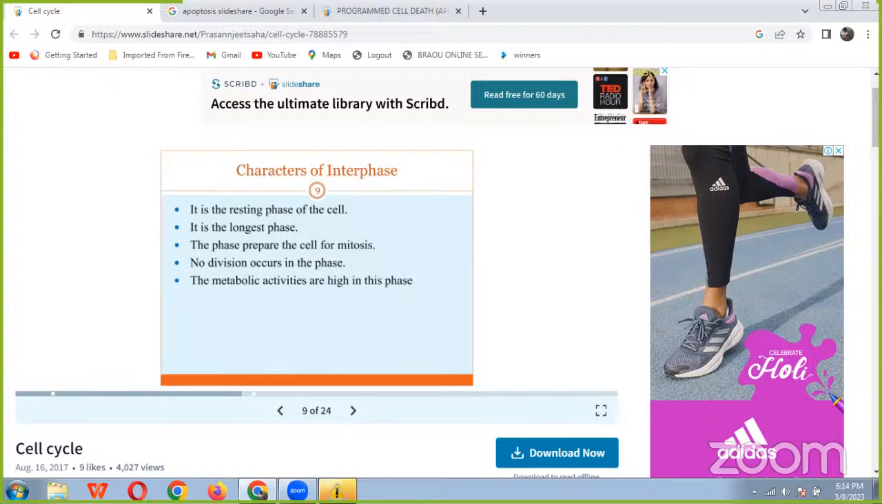What are the characteristics of interphase? It is also called the resting phase of the cell. It is the longest phase, and it prepares the cell for mitosis. No division occurs in interphase. The metabolic activities are high in this phase.